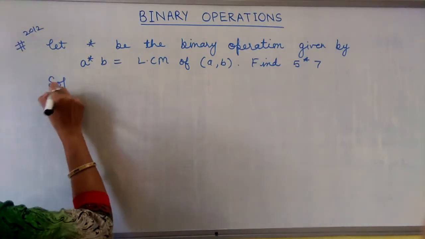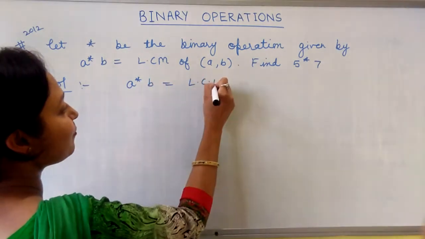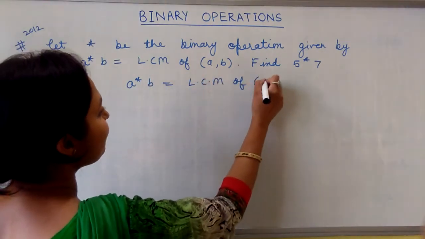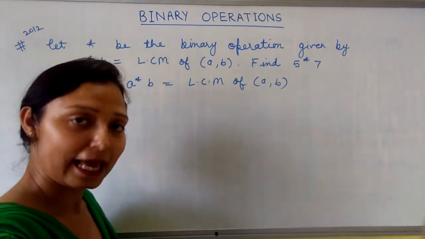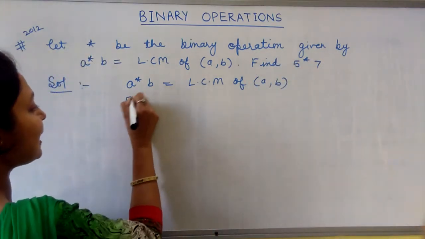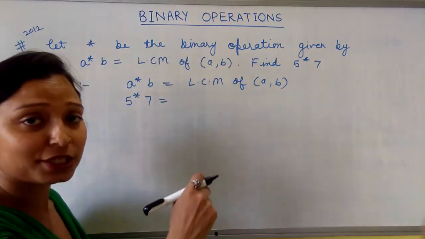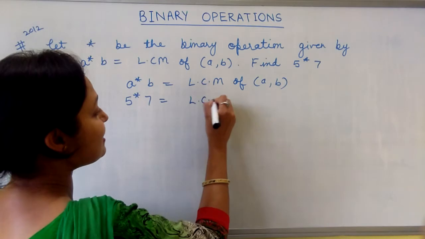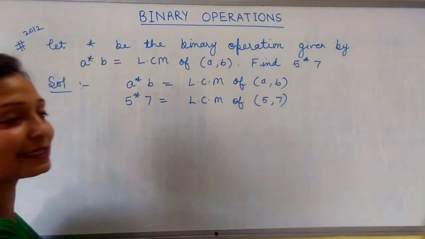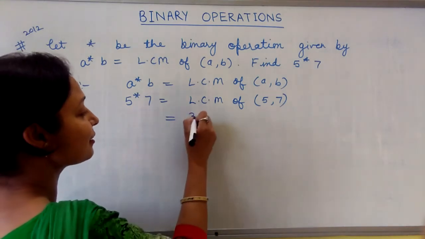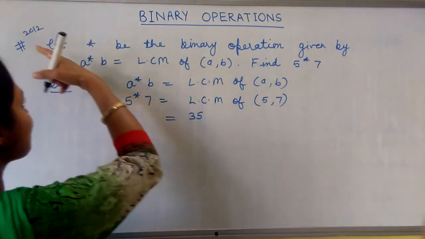This solution is very easy. a star b is equal to LCM of a comma b. 5 and 7 behave like a and b. We only operate on these two elements like the given binary operation. That means LCM of 5 comma 7. When I take the LCM of these two, 5 sevens are 35. So this question came in your CBSE exam in 2012.